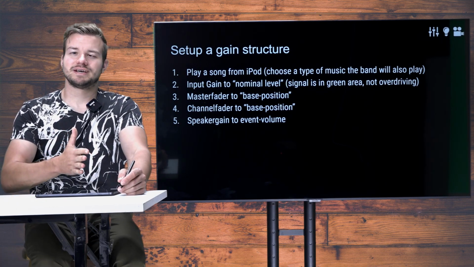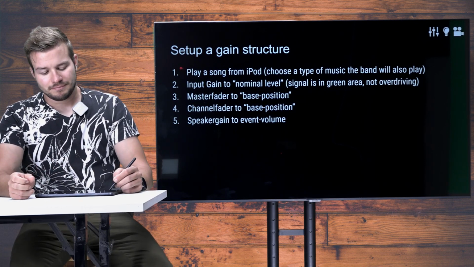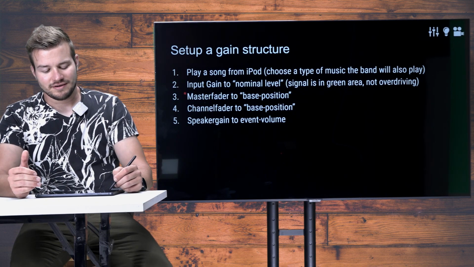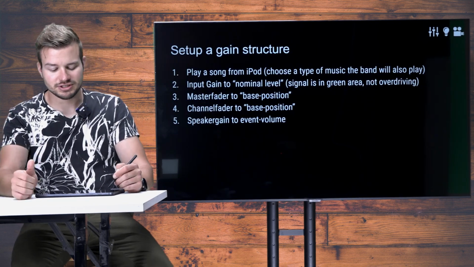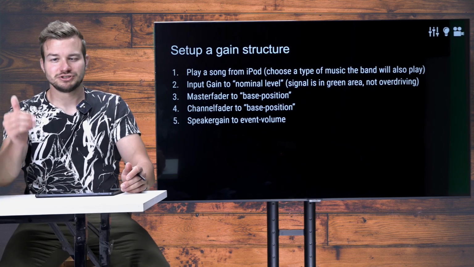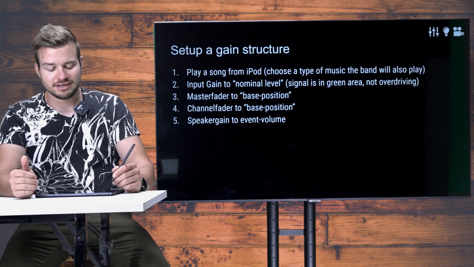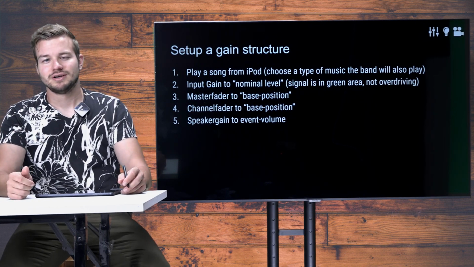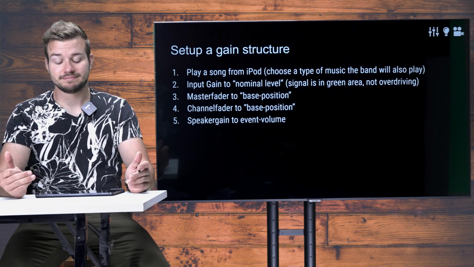So in this way you can basically set all the gains correctly. So what we did now is we played the song, we set the gain of the channel, so the gain of the channel is correct. The master fader and channel fader are in unity position, which means that's the base position, the position where we want to work when we do live mixing. So they're also good, and then it's literally about turning the speaker gain to a point at which we can work with for this specific event. And that's basically all of it.